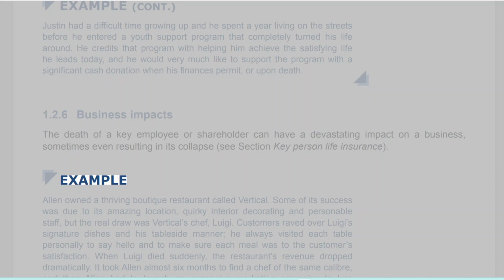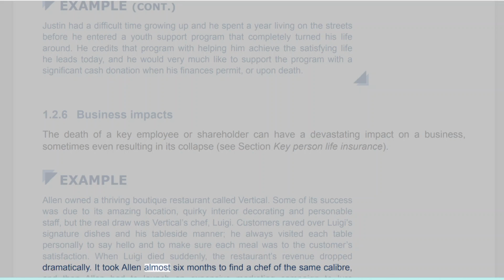Example. Alan owned a thriving boutique restaurant called Vertical. Some of its success was due to its amazing location, quirky interior decorating and personable staff, but the real draw was Vertical's chef, Luigi. Customers raved over Luigi's signature dishes and his tableside manner. He always visited each table personally to say hello and to make sure each meal was to the customer's satisfaction. When Luigi died suddenly, the restaurant's revenue dropped dramatically.